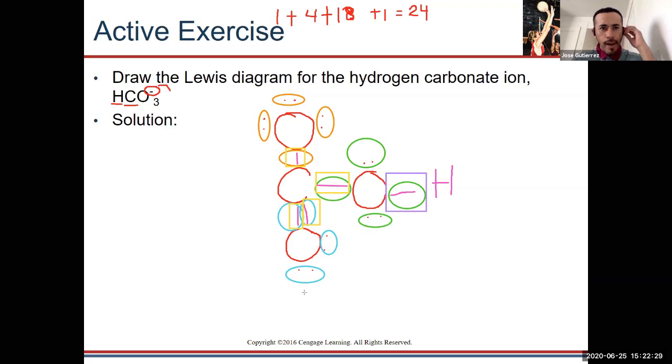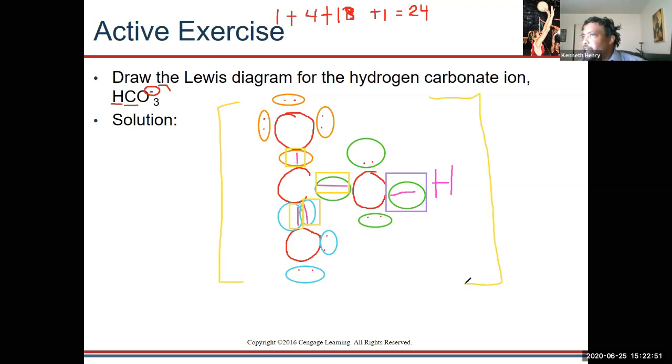Piece of cake. Do you still have to put it in brackets though? Yes. Okay. Good eye. You guys must have been hanging out with Jessica. Melissa, Maribel, excellent. Yes, we have to put it into brackets and let me know the charge. Okay, so let me know that we added 1 electron.